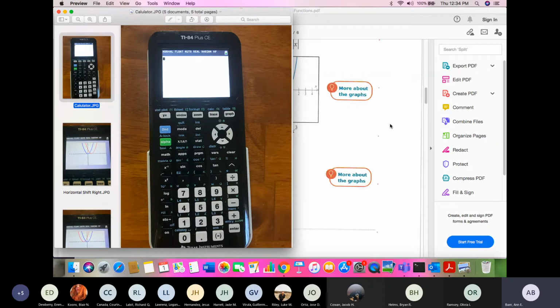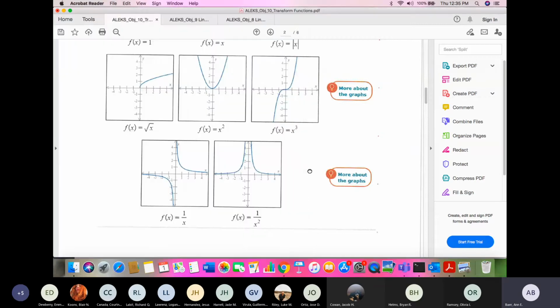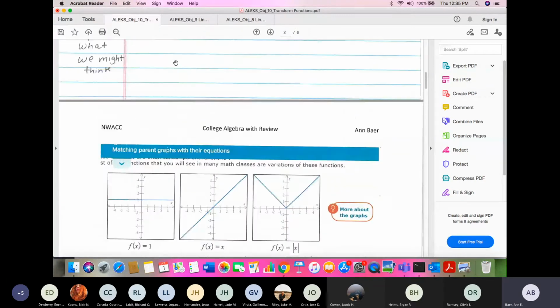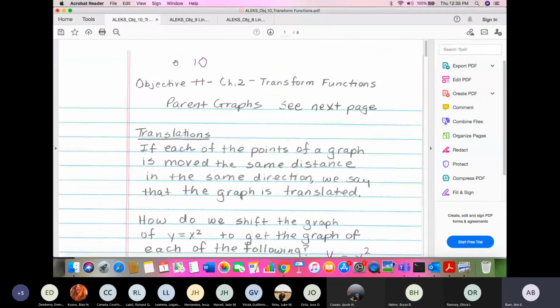So let's look at some information about what translating or transforming functions means. So I'm going to go back here and back up a little bit. What we want to do is take those parent functions and change the numbers a little bit, like add a number, subtract a number, put a negative sign here or there, to create graphs of new functions out of the parent functions.